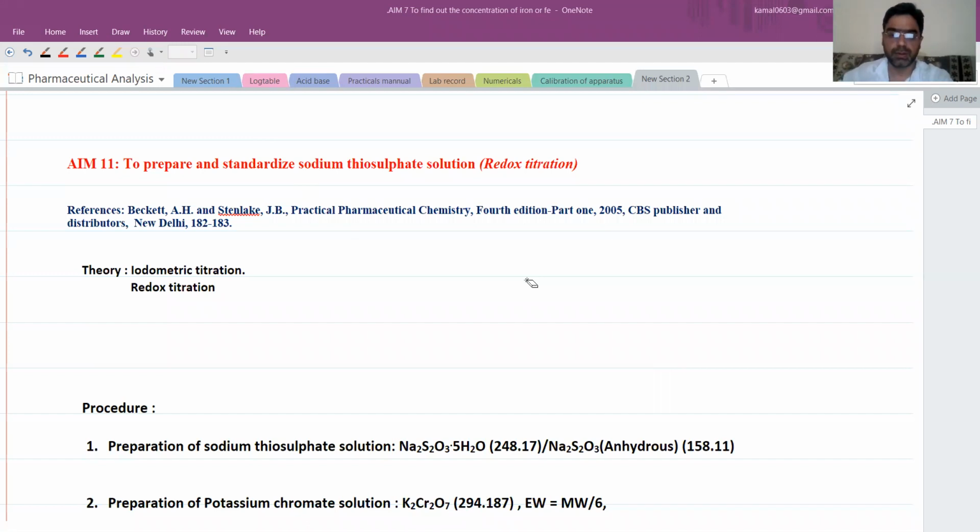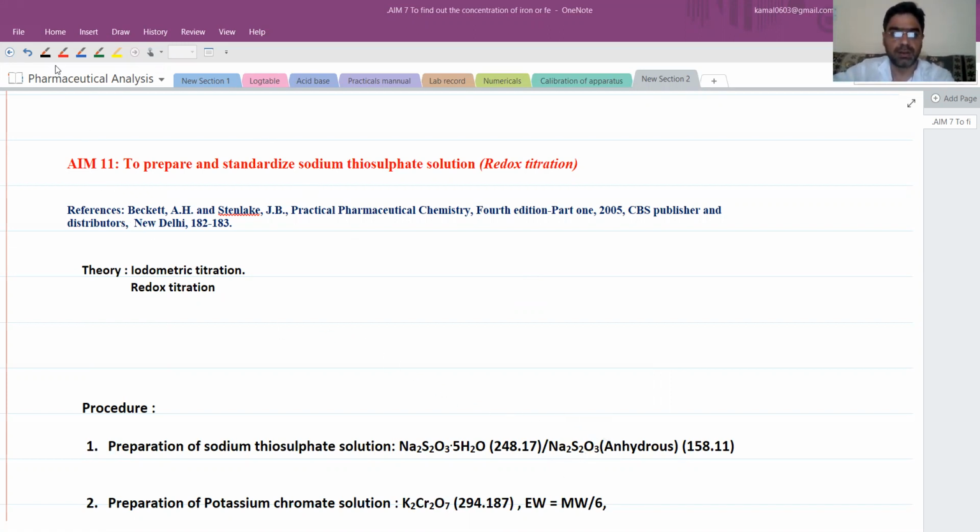So good afternoon, friends. Today we'll discuss the preparation and the standardization of sodium thiosulfate solution. This is also an example of redox titration. The reference I have taken from Beckett and Stanley. So you can go through that book itself, Beckett and Stanley, Practical Book of Pharmaceutical Chemistry.